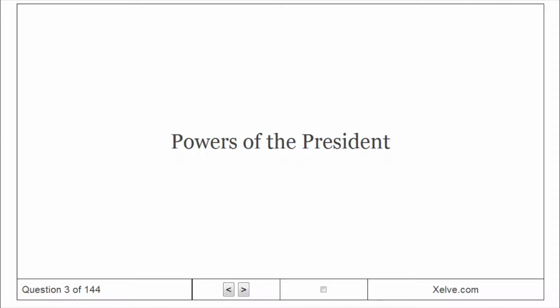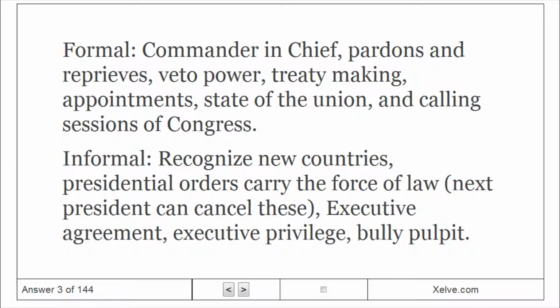Powers of the President. Formal: commander-in-chief, pardons and reprieves, veto power, treaty-making, appointments, State of the Union, and calling sessions of Congress. Informal: recognize new countries, presidential orders carry the force of law, executive agreement, executive privilege, bully pulpit.